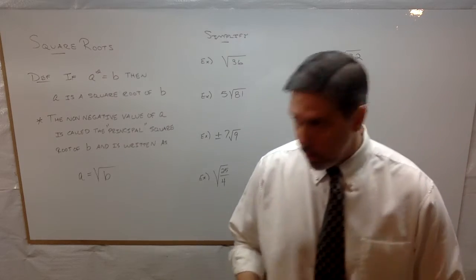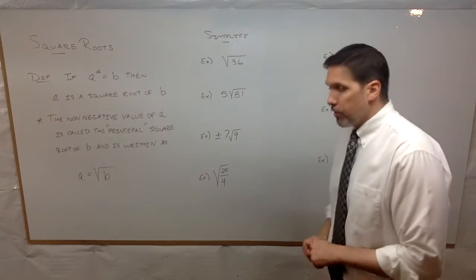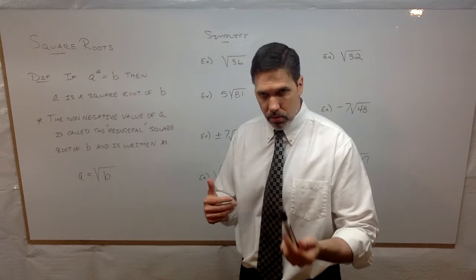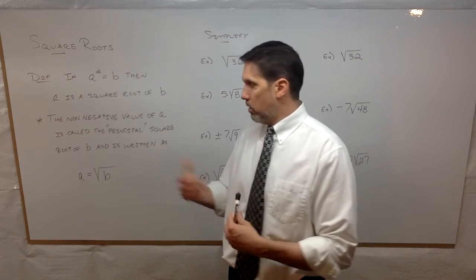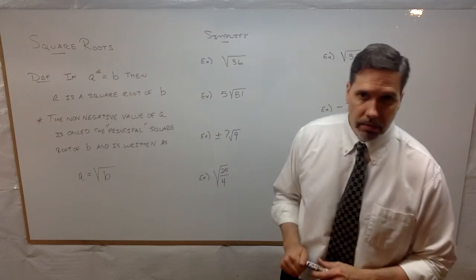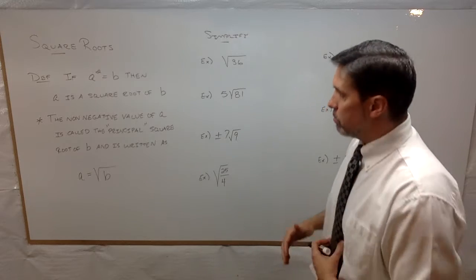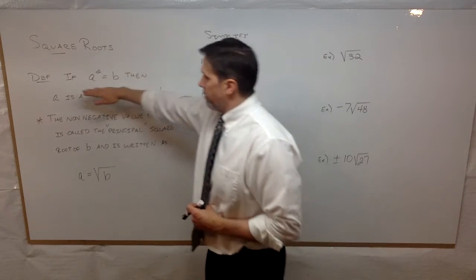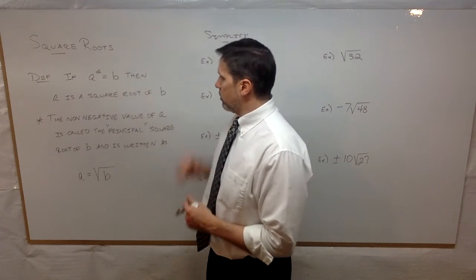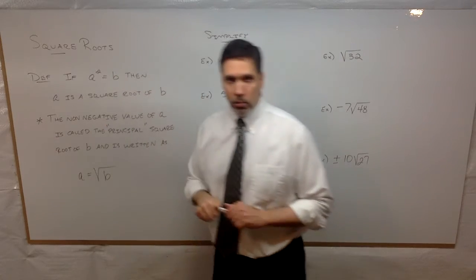On to square roots. You are probably pretty familiar with these concepts when we speak of a square root, but again, on the knowledge assessment, this is definitely one of the topics that is hit pretty hard. So we start off with the definition. We say if a squared is equal to b, then a is a square root of b.